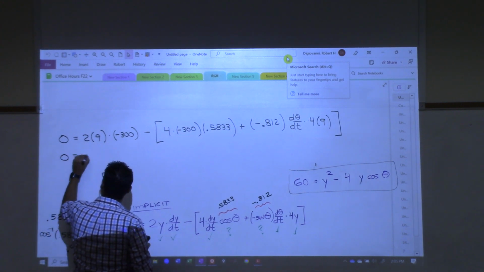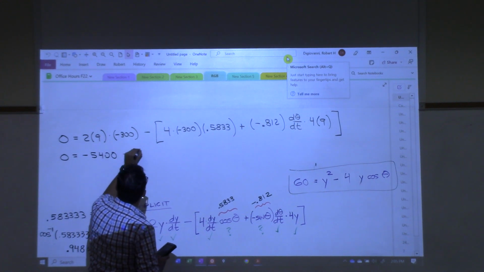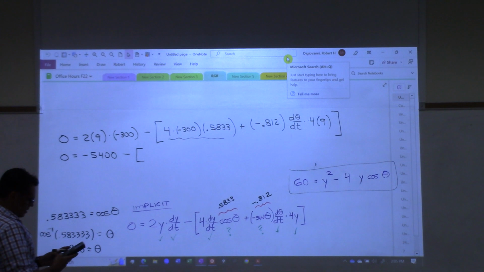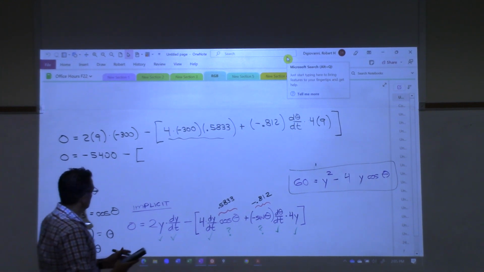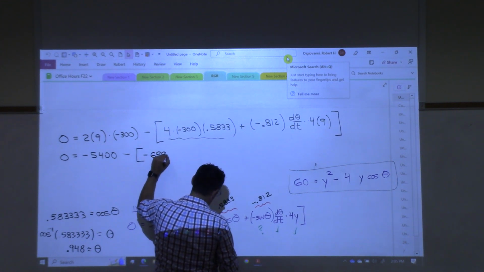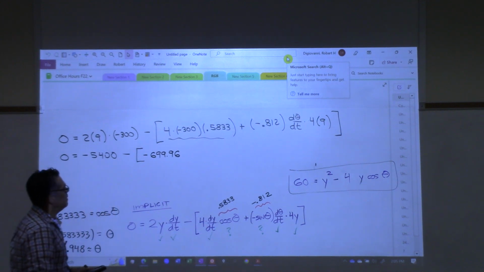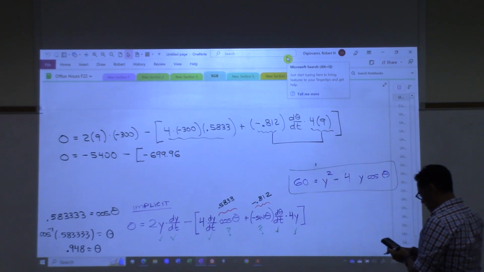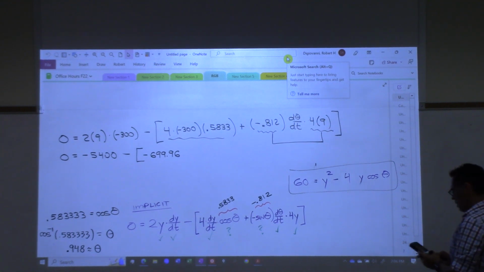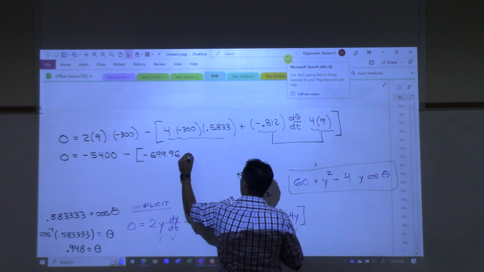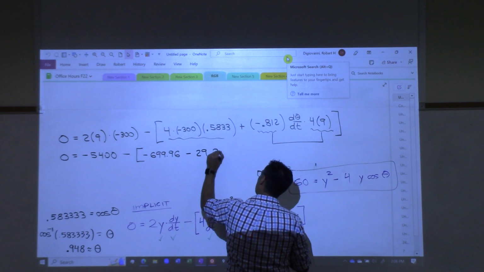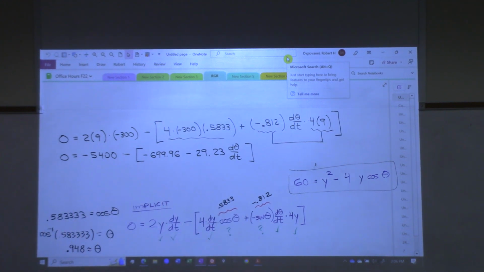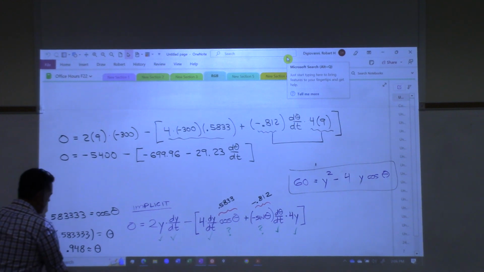So we have 0 equals negative 5,400 minus, okay, bracket. Let me do these 3 together there. So 4 times negative 300 times 0.5833. I get negative 699.96. And then when I put this together with this, these two together, it'll become a minus, right, because there's 2 positives and a negative, so this will become minus 29.23, and then d theta/dt. We're getting closer. Any questions there?